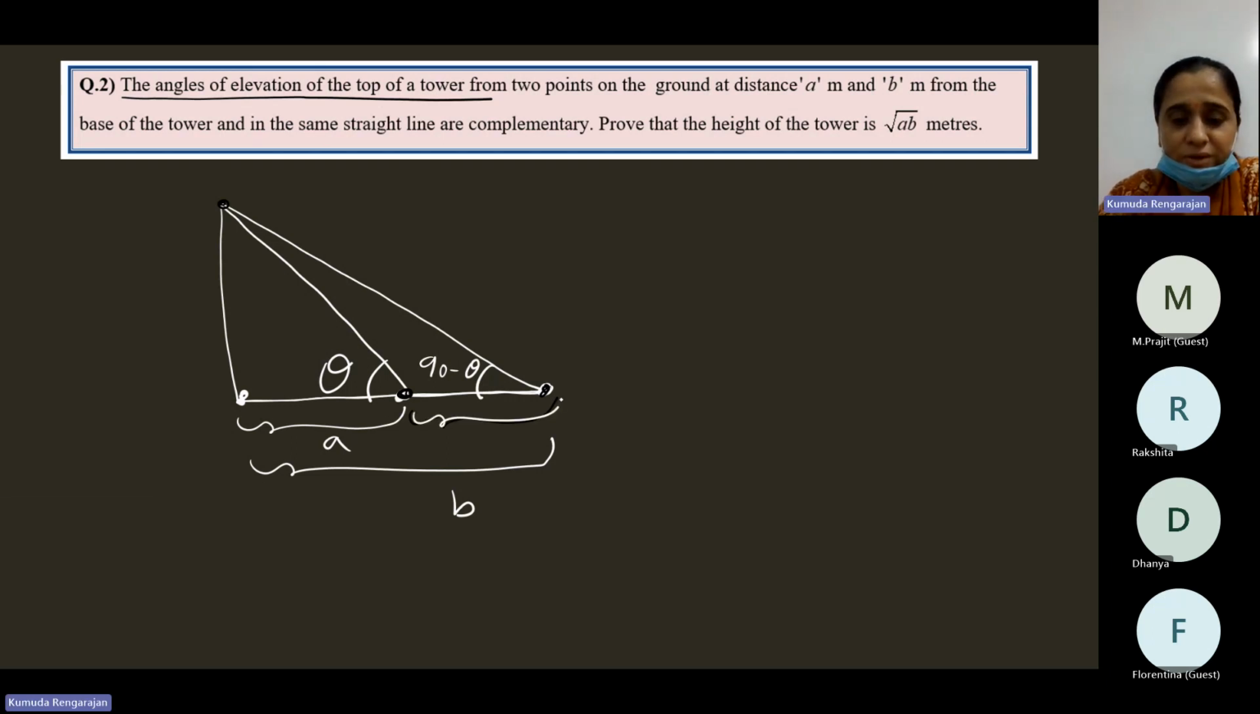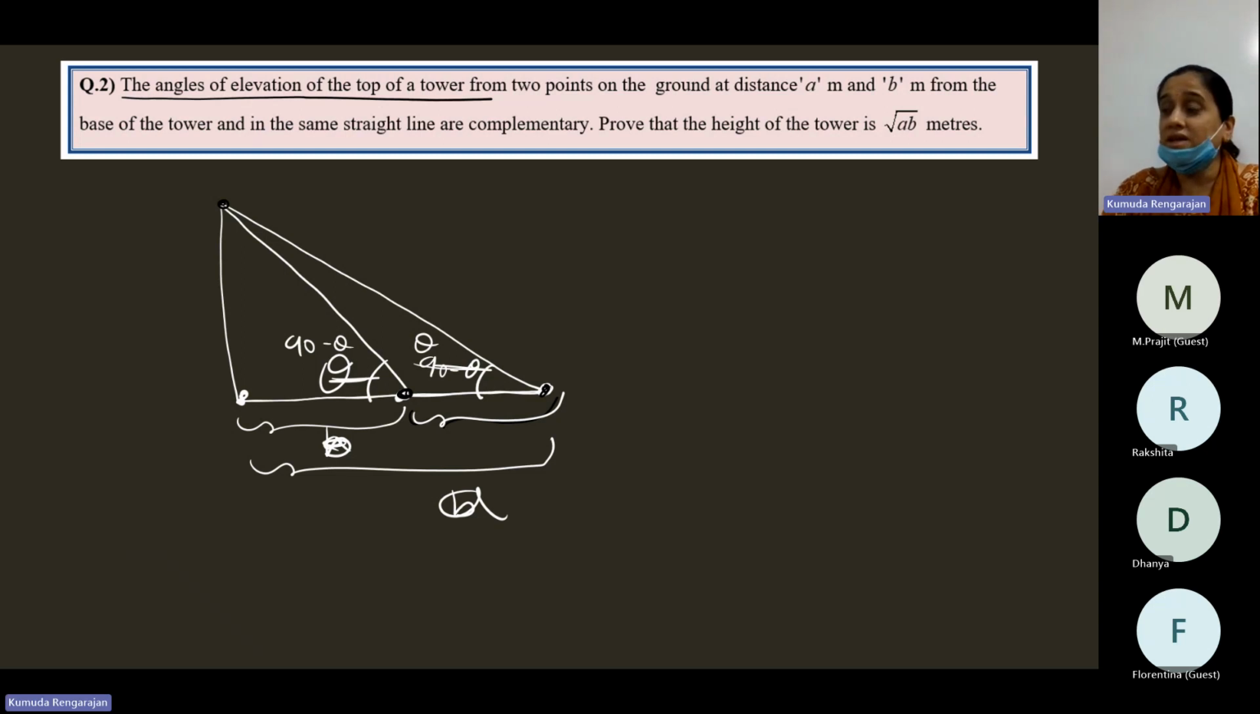If you mark this one as B, this is the distance between the 2 points. That is not given. The distance of the 2 points from the base of the tower is given. So, point to base of the tower, that distance is A. Other point to base of the tower, that distance is B. And the angles are complementary. Now you can mark A here and B here. That is fine. You can mark 90 minus theta here and theta here. That's also fine. You will get the same result.